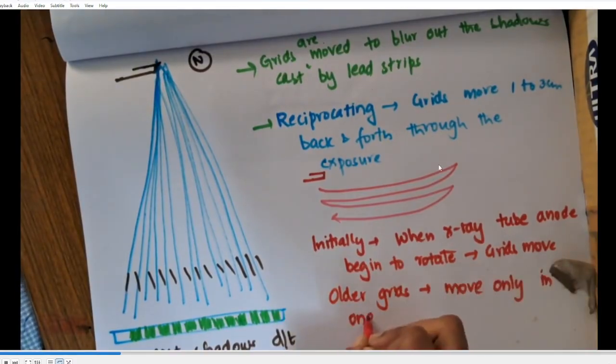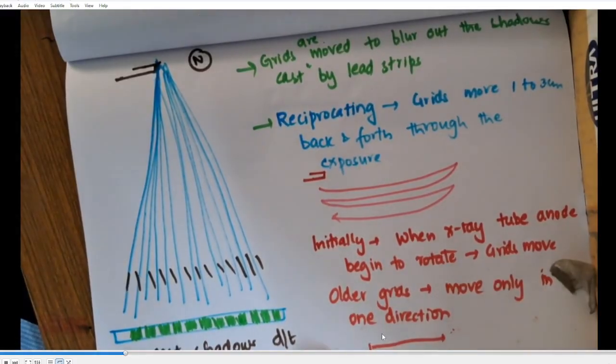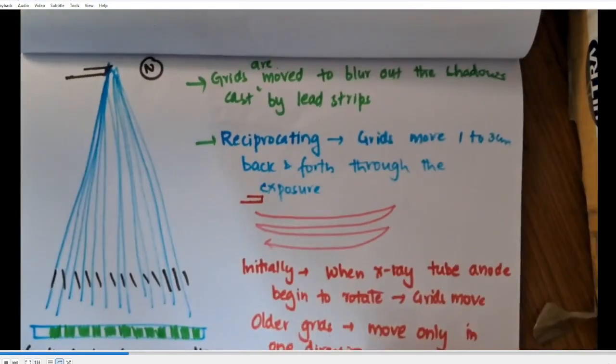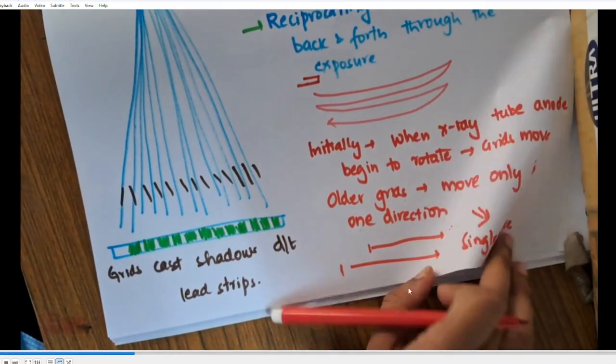Older grids move only in one direction. That means after one direction, you have to bring it back to the original position. The grid should be cocked back for each exposure. These are called single stroke grids because the older grids can only move in one direction and must be cocked back for each exposure. They also have timers that are set for a little longer than the exposure to avoid grid lines. These single stroke grids are inconvenient and they are seldom used in modern equipment.